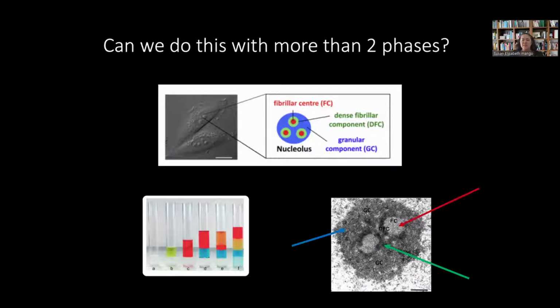Any questions about this? It's probably a different way of thinking about how cells behave or molecules behave.